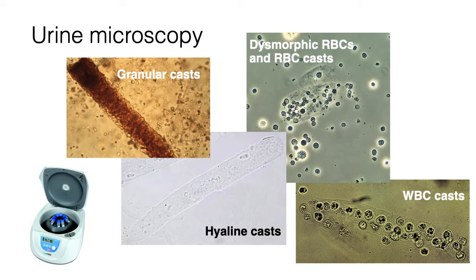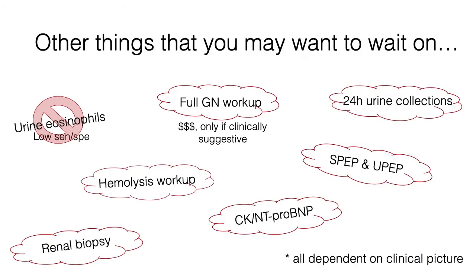Then there's always the dysmorphic red cells and red cell casts, suggestive of a possible glomerulonephritis, or white blood cell casts, possibly indicative of acute interstitial nephritis. There are also a lot of extra tests that could be ordered, but many of these are things that could be delayed until your initial tests are back.